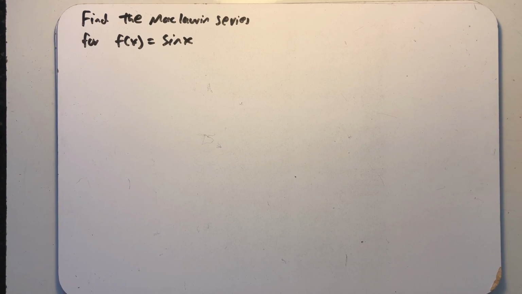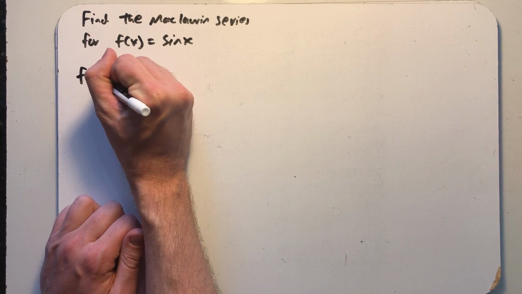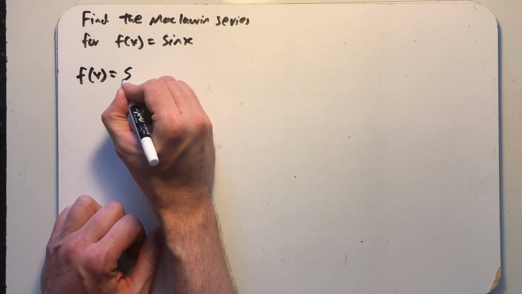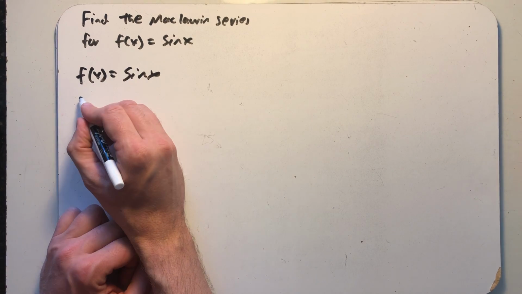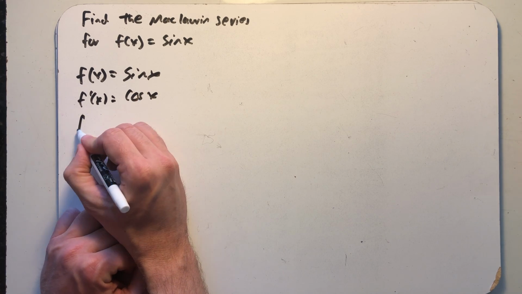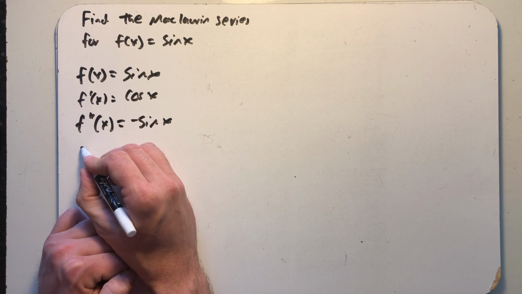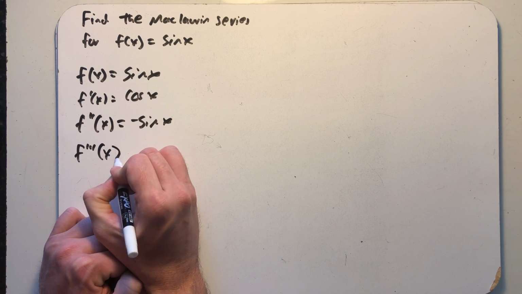In this video, we're asked to find the Maclaurin series for f of x equals sine of x. Well, I'm going to start by taking some derivatives. So the 0th derivative, the original function, is just sine. F prime of x, of course, is cosine. We know how these trig derivatives behave, and very nicely.